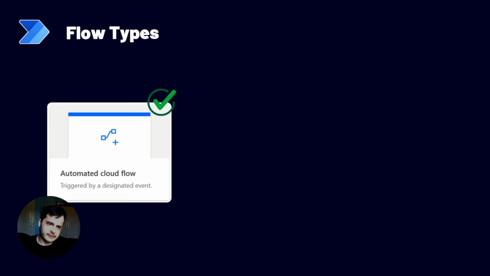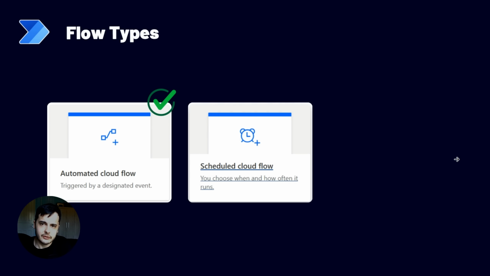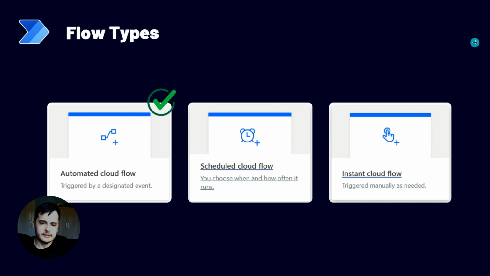At this point, we already learned how to build an automated cloud flow, configuring a trigger that will run automatically based on some condition. We still have two flow types to learn. The scheduled cloud flow, that's something that will run when we choose to run it, when we schedule it to run, and then we have the instant cloud flow that we can trigger manually.